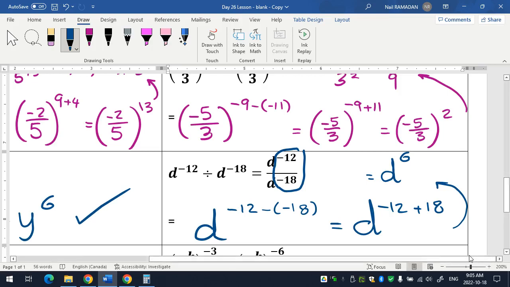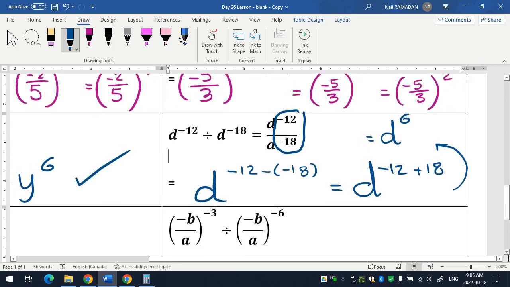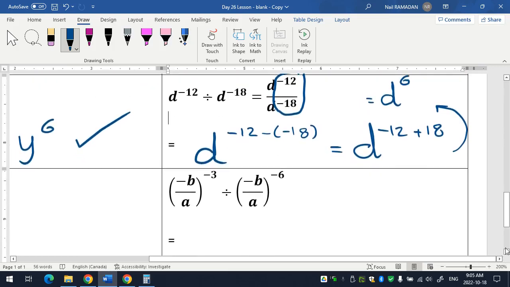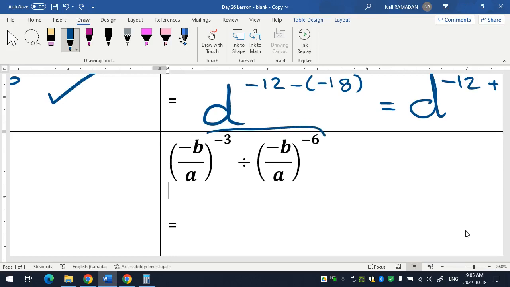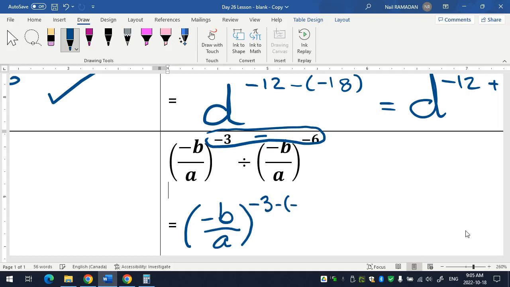All right. Last two. They've got fractions. Okay, let's do this one. Is it the same base, everyone? Yes, it is, minus b over a and minus b over a. If one of them was different, like if this one did not have the minus, I cannot do it. All right. So I will circle these two and do a minus. Okay, so minus b over a to the negative 3 minus 6.